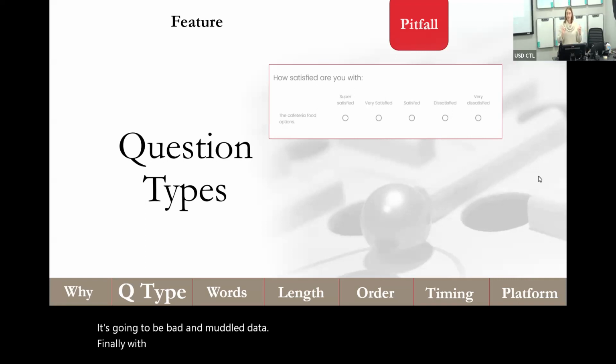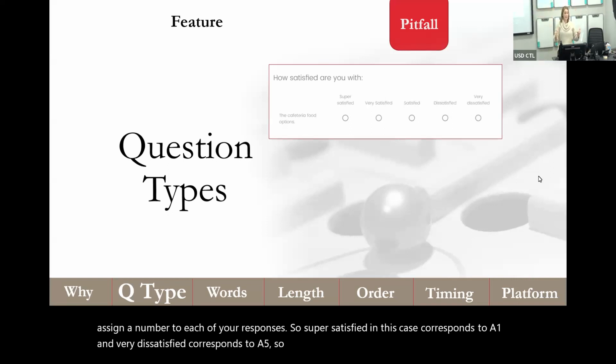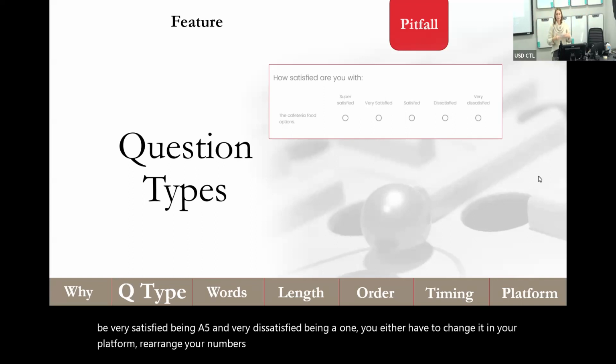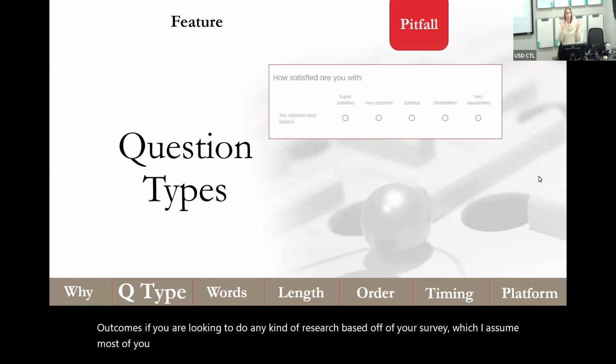Finally, it's important to understand that if you're using an online platform, they're going to assign a number to each of your responses. So super satisfied, in this case, corresponds to a 1, and very dissatisfied corresponds to a 5. If you intend very satisfied to be a 5 and very dissatisfied to be a 1, you either have to change it in your platform or rearrange your numbers. But again, we come to what the outcomes are. If you're looking to do any kind of research based off of your survey, which I assume most of you are, make sure that you understand what the differences are.